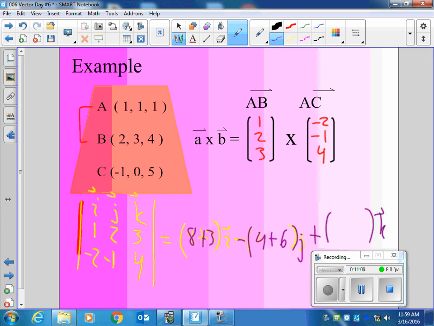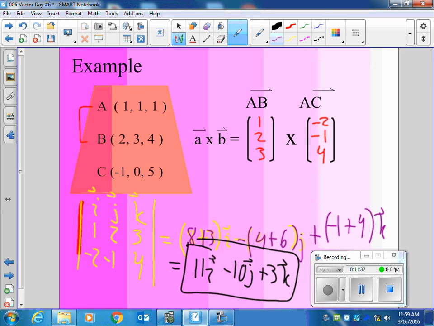Cover up underneath the k. It'll be 1 times negative 1 is negative 1 minus a negative 4. So how awesome is this? You get 11i minus 10j plus 3k. That is the cross product of those. And you did that from 3 points. So you made the direction vectors first, and then you just went ahead and did the cross product using the determinant. That's the vector perpendicular to both AB and AC.